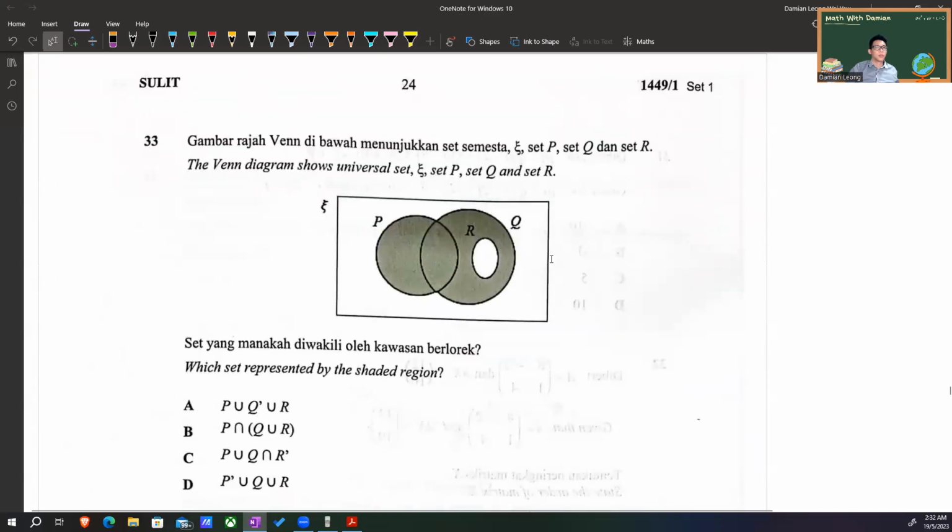Question 33. The Venn diagram here shows universal set P, set Q, and set R. I want the shaded region here. So it's inside P, inside Q, both together, which means P union Q, but it's outside of this. Outside means the complement. So it's inside and outside of this at the same time, which means intersect.